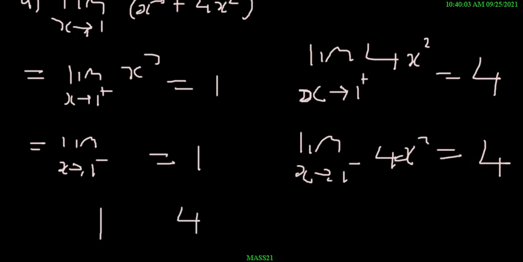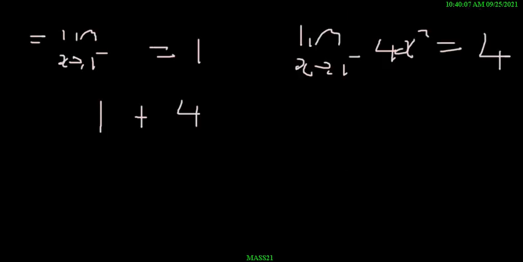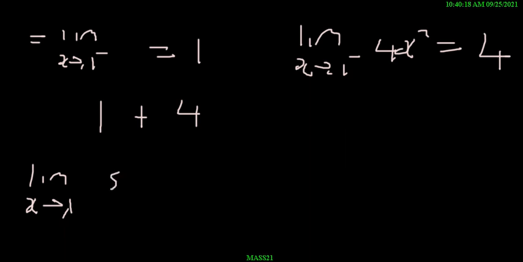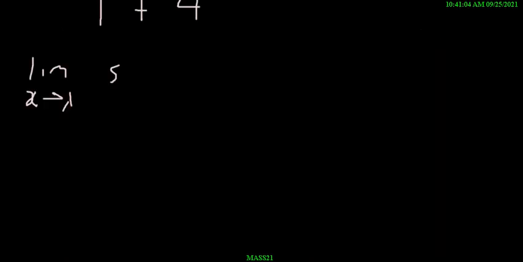Then looking at this, we add, therefore our limit as x approaches 1 from both sides is 5. So it is equal to 5.